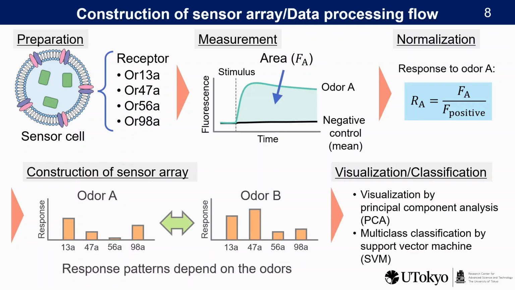Moreover, to visualize the distribution of response patterns of this multidimensional data, principal component analysis, PCA, was used. Also, for classification of tested odorants, a support vector machine, SVM, classifier was used and its classification ability was evaluated.